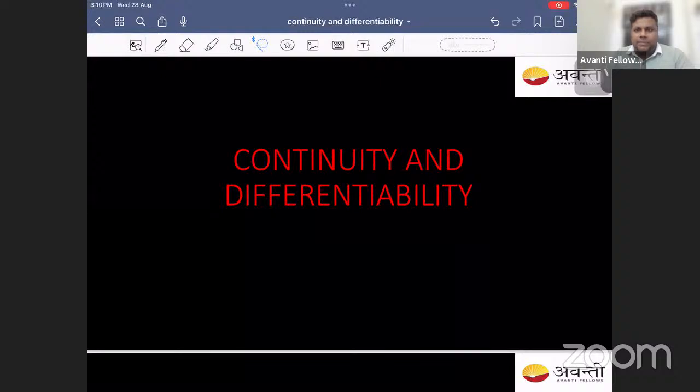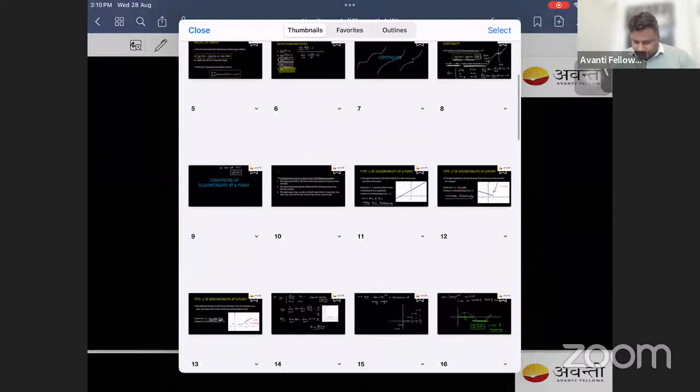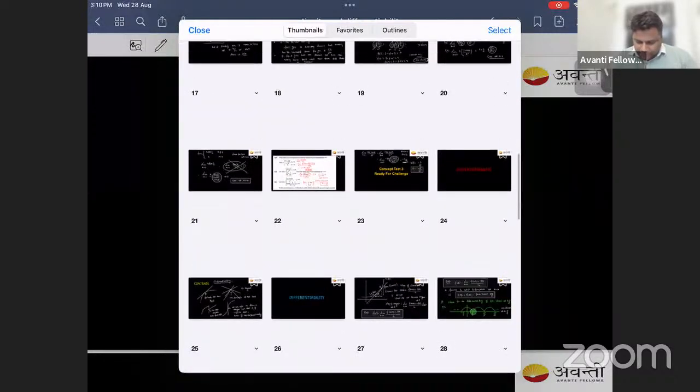Since we are doing limits, continuity, and differentiability, today we will do certain questions on limit, continuity, and differentiability which have been asked in JEE. All right.